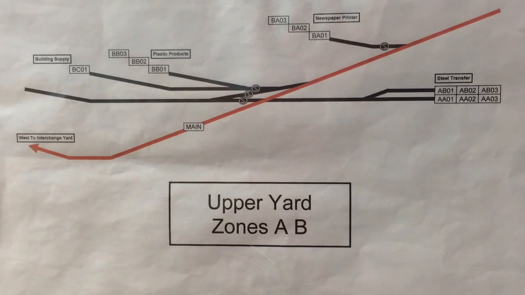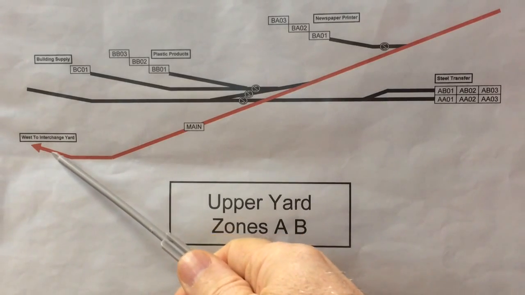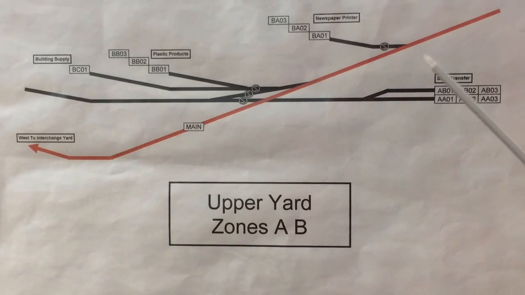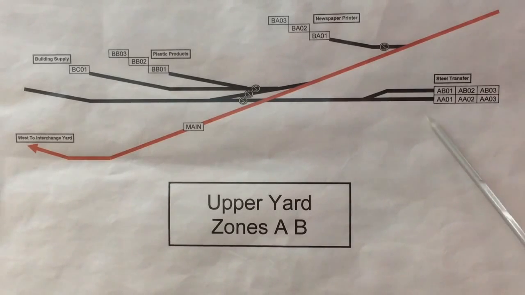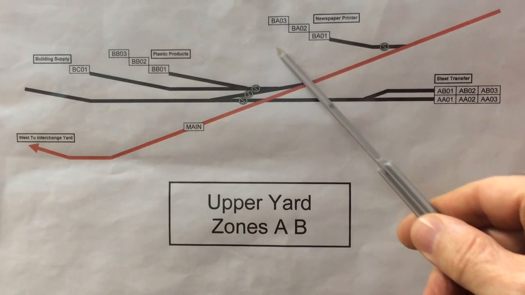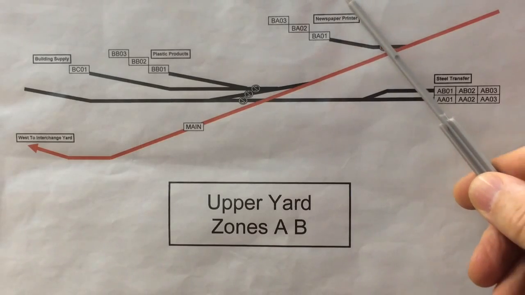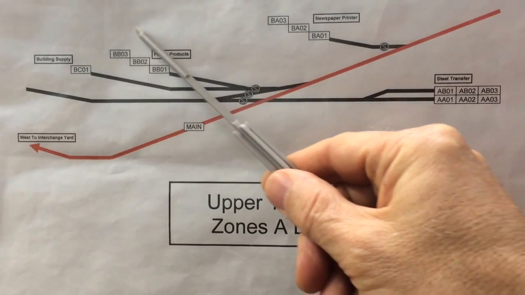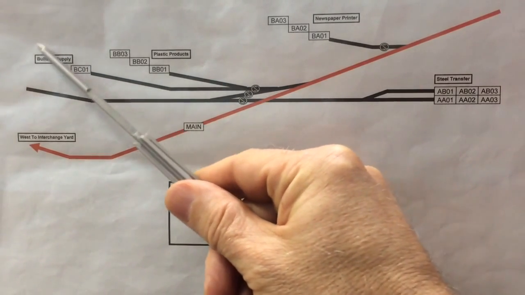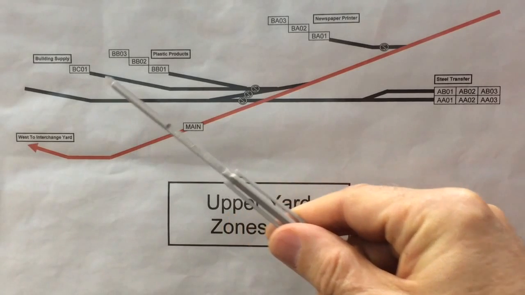One of the other things we give our operating crews are schematics of the industrial zones that they're working in. So in the upper industrial yard here, we see the main line coming from the lower interchange yard. It comes through the area in red here, and we see all of the industries that we've talked about. Here's the steel transfer facility, 2 tracks, and here are the 6 spots, AA01, 02, 03 and AB01, 02, 03. Here's the newspaper printer and spots BA01, 02, and 03. The plastics products manufacturer, BB01, BB02, and BB03, and the building supply company with the single spot BC01.